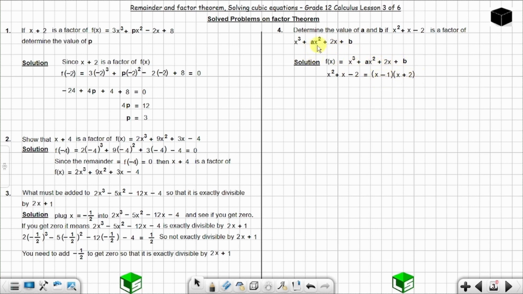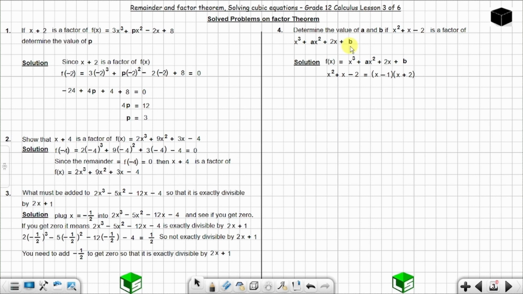So we have two unknowns, a and b. Because we have two unknowns, we are going to create two equations. We need to create at least two equations so that we can solve for the two unknowns.